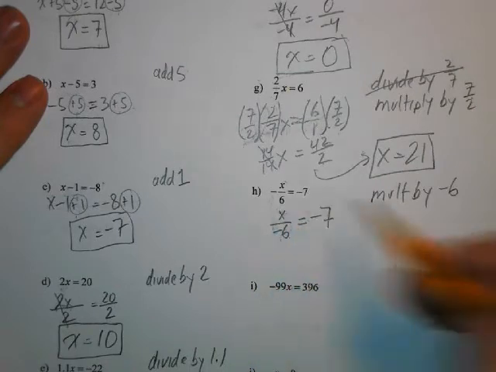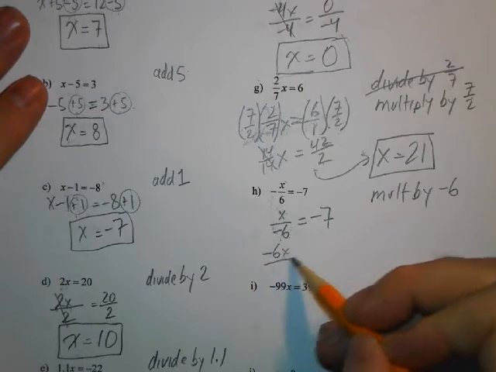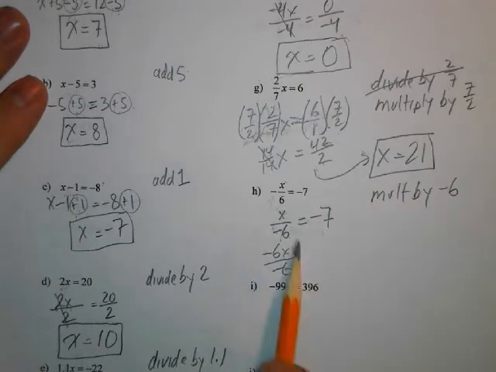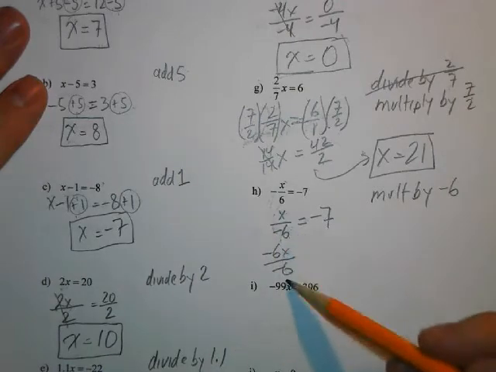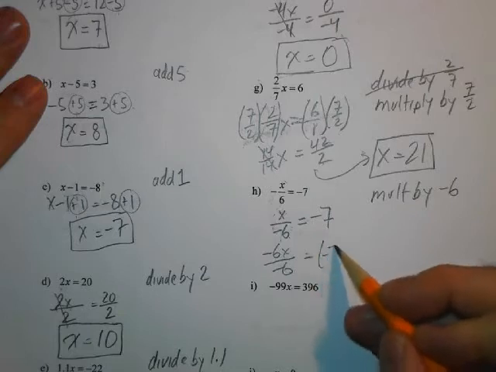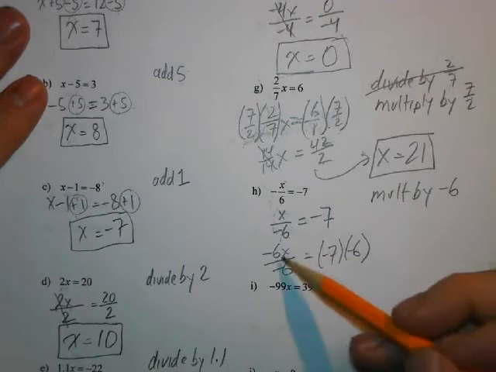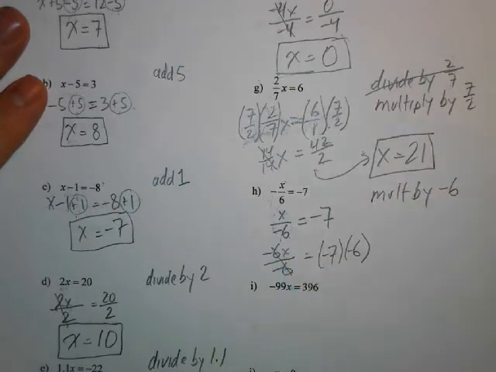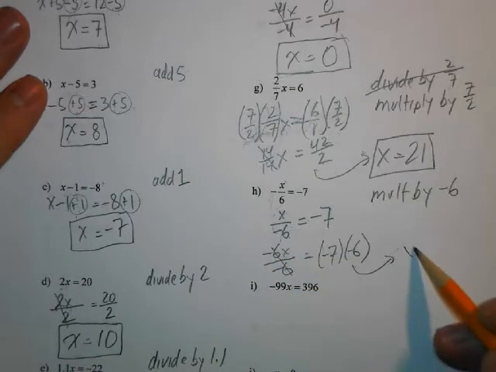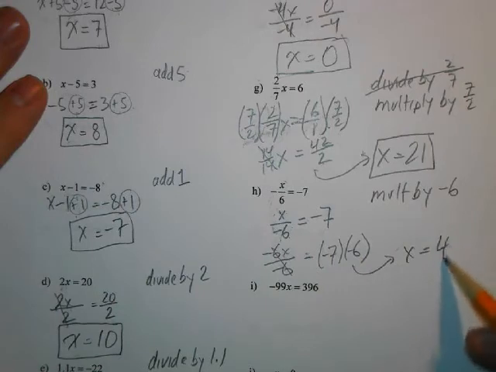So if I multiply by negative 6, it actually only goes on the top. So multiply the x with negative 6, I get negative 6x. And the negative 6 was already there before. And then I've got negative 7 times negative 6 on the right side. So I've got to clean this up a bit. The negative 6's cancel each other out. So I'm left with x equals, and then negative 7 times negative 6, it's going to be positive 42.